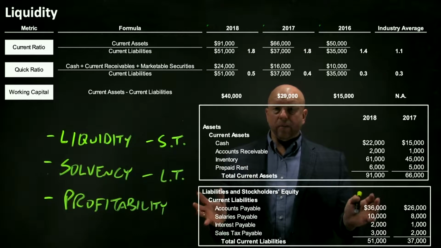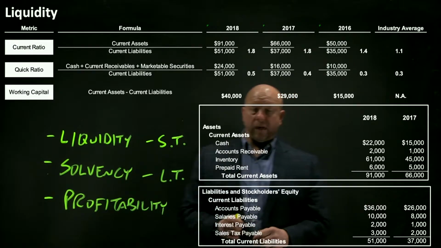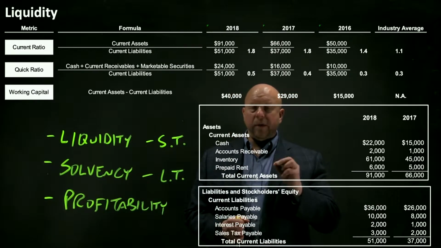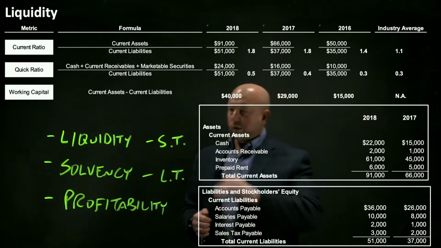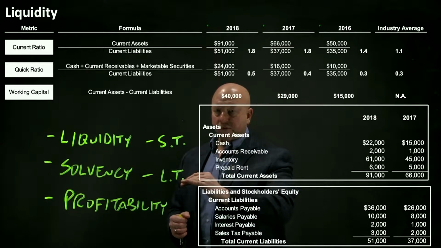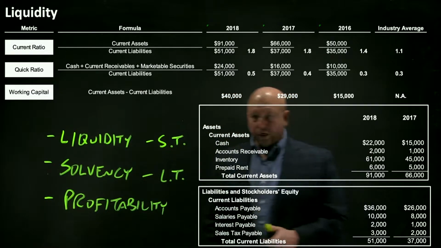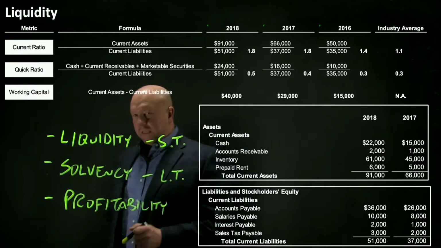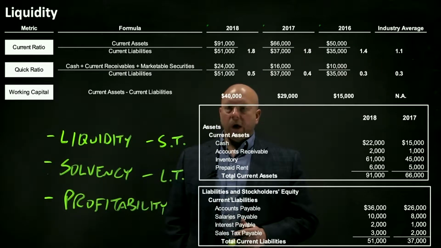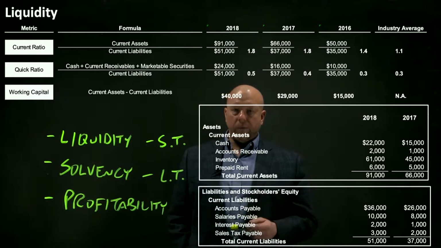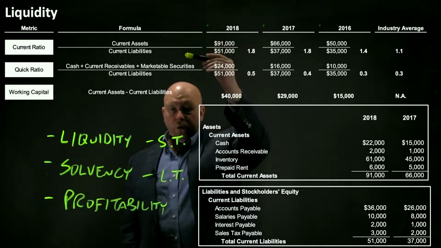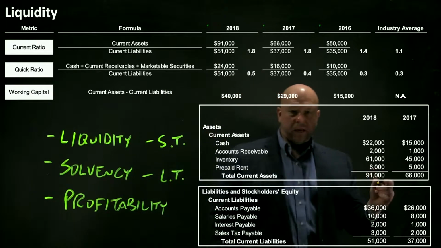So the next little part of our discussion here is going to focus on specific metrics that you can calculate to assess liquidity, solvency, and profitability. Let's take a few minutes and talk about liquidity. The gateway ratio for liquidity is the current ratio. All you're doing here is taking your current assets and dividing them by current liabilities.